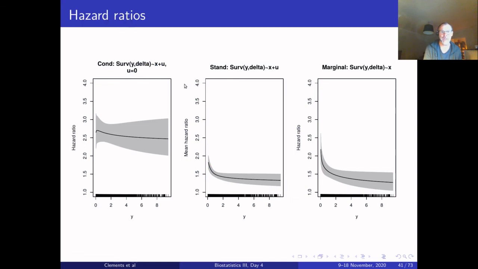We can do the same thing with the hazard ratios. Conditional modeling for both is flat. Standardized for both shows that this is the hazard ratio for x. This is the hazard ratio for x from the marginal and from the standardized.